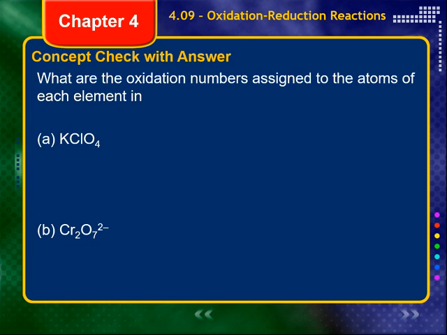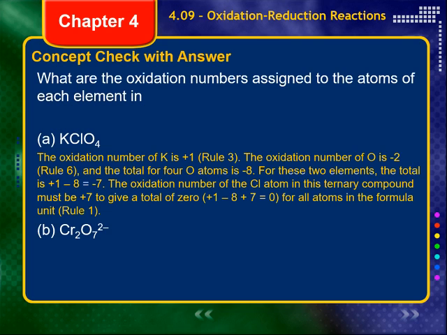What are the oxidation numbers assigned to the atoms of each element in KClO4 and Cr2O7 2-? Go ahead and press pause because here come the answers. The oxidation number of potassium is +1, according to Rule 3. The oxidation number of oxygen is -2, and the total of 4 oxygen atoms is -8. For these two elements, the total is -7. The oxidation number of chlorine in this compound must be +7 to give a total of 0 for all atoms in the formula unit, as per the first rule.